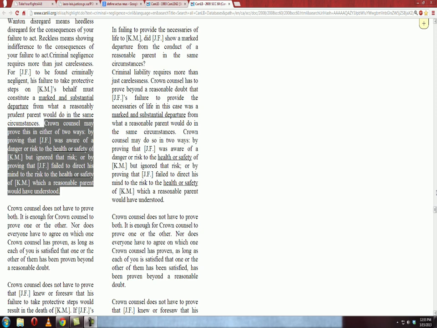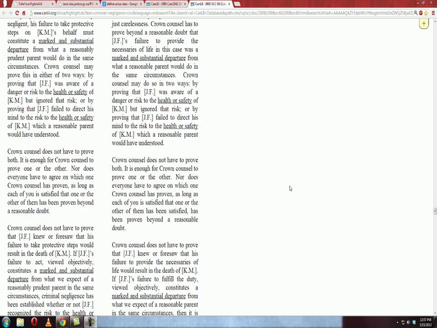to show criminal negligence. Crown Counsel does not have to prove both. It is enough for Crown Counsel to prove one or the other, nor does everyone have to agree on which one Crown Counsel has proven, as long as each of you is satisfied that one or the other of them has been proven beyond a reasonable doubt. So you don't need to prove both. One or the other is sufficient to prove criminal negligence.